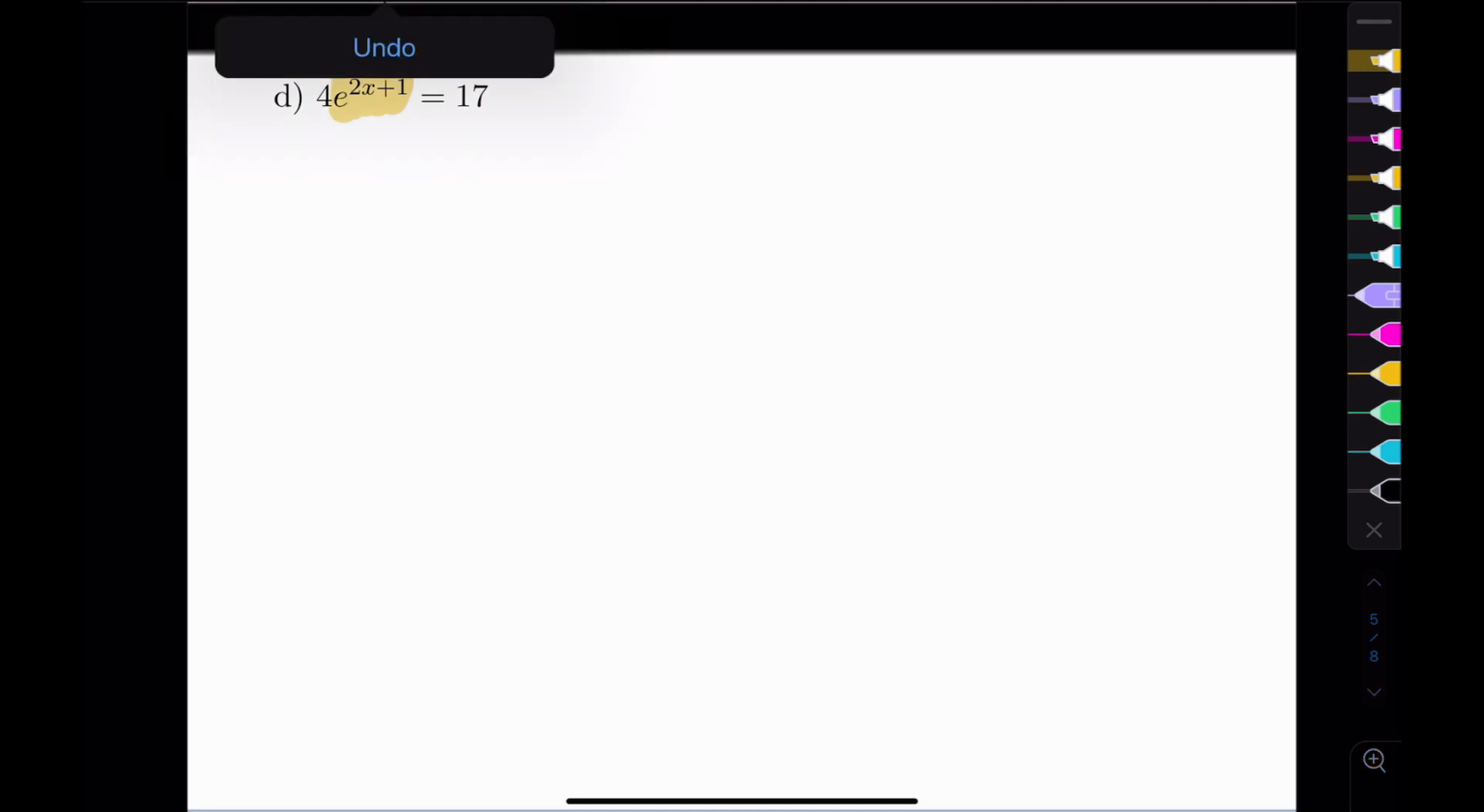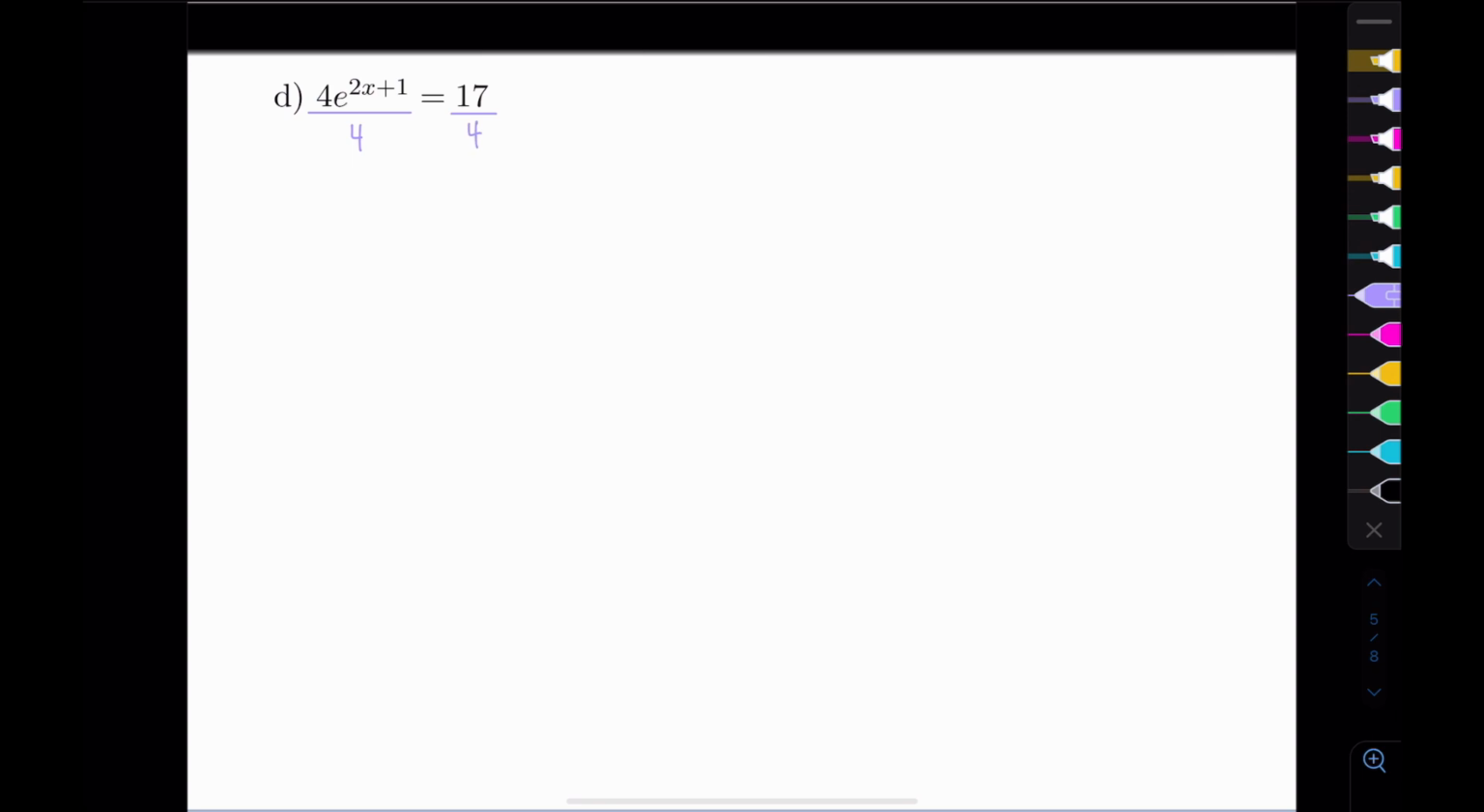And so the way we can do that is we want to just get rid of that 4 through division. So we're going to divide both sides by 4. And this gives us e to the 2x plus 1 is equal to 17 over 4. Now I can rewrite this in its equivalent log form. We have log base e of 17 over 4 equals 2x plus 1. But really, log base e is just natural log. So this is natural log of 17 over 4 equals 2x plus 1.